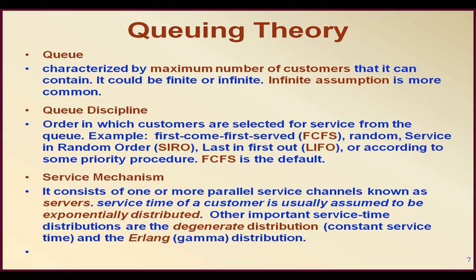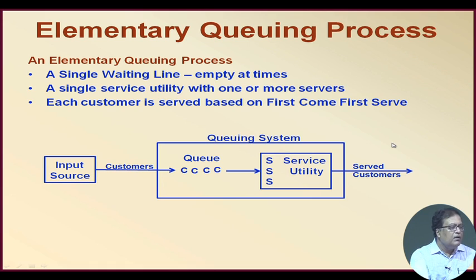Then, like the customer is generated, there is an arrival pattern, there is also a service mechanism. The service mechanism consists of one or more parallel service channels known as servers, right, and the service time is usually assumed to be exponential, or exponentially distributed. Other important service time distributions could be the degenerate distribution, which is a constant service time, or it could be Erlang or gamma distribution. So, there could be many other distributions as well. These are some common distributions which are important in the context of the queue.